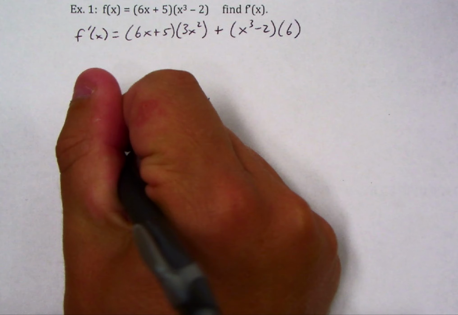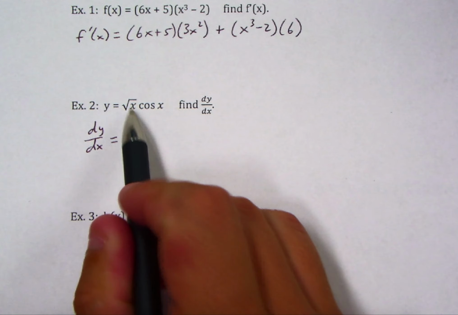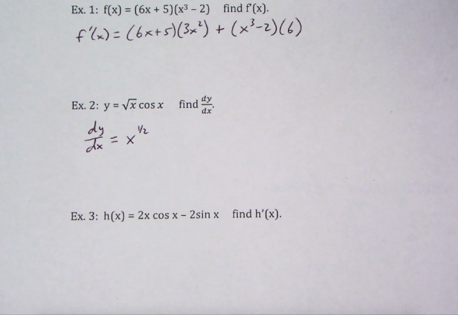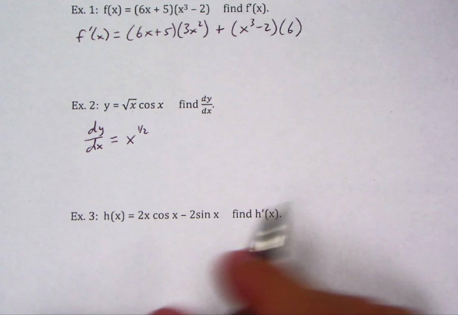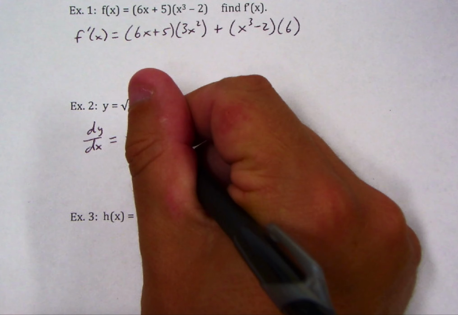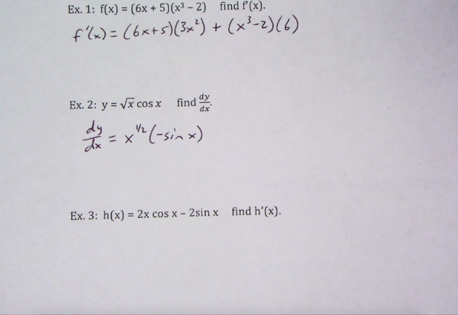So dy dx equals, and it's going to be the first function. Remember, the square root of x is same as x to the 1/2, and that's how we'll want to write it. So first times the derivative of the second. The derivative of cosine is negative sine. So that's first times derivative of the second.